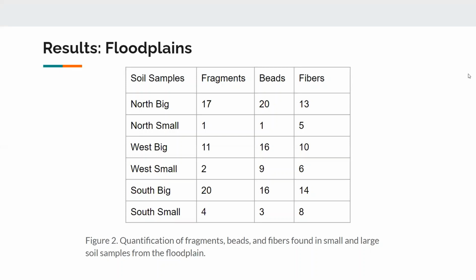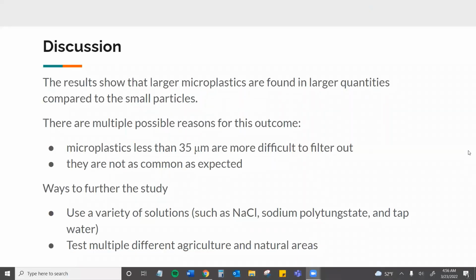Similar to the wetlands, the floodplain saw a similar trend where the large plastic particles were higher in concentration, which was consistent within all of the floodplain samples. Additionally, the 3 samples from the floodplains contained more microplastics than the 3 wetland samples. These results partially coincide with the original hypothesis. It was expected or originally thought that small microplastic particles were going to be more prevalent.